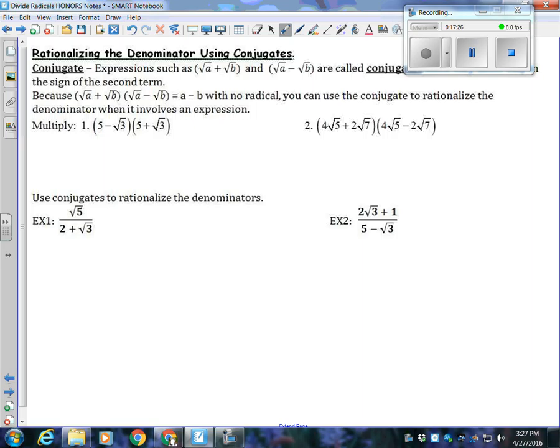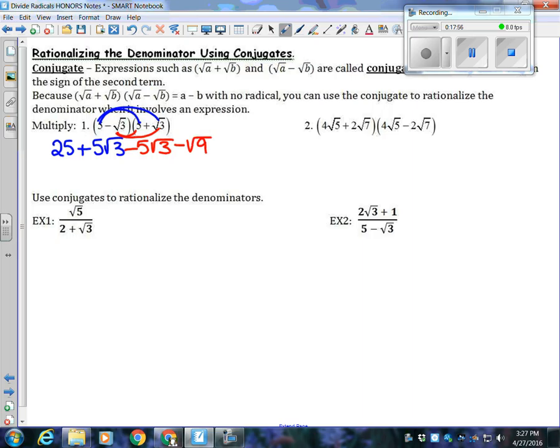So let's multiply number 1. 5 times 5 is 25. 5 times radical 3 is going to be positive 5 with a radical 3. If you have an outside number and an inside number, you just have to keep both parts. So 5 stays on the outside and 3 stays on the inside. You put them together. All right, negative square root of 3 times 5 is negative 5 square root of 3. The big number or the outside number comes first. Negative square root of 3 times positive square root of 3 is negative square root of 9.